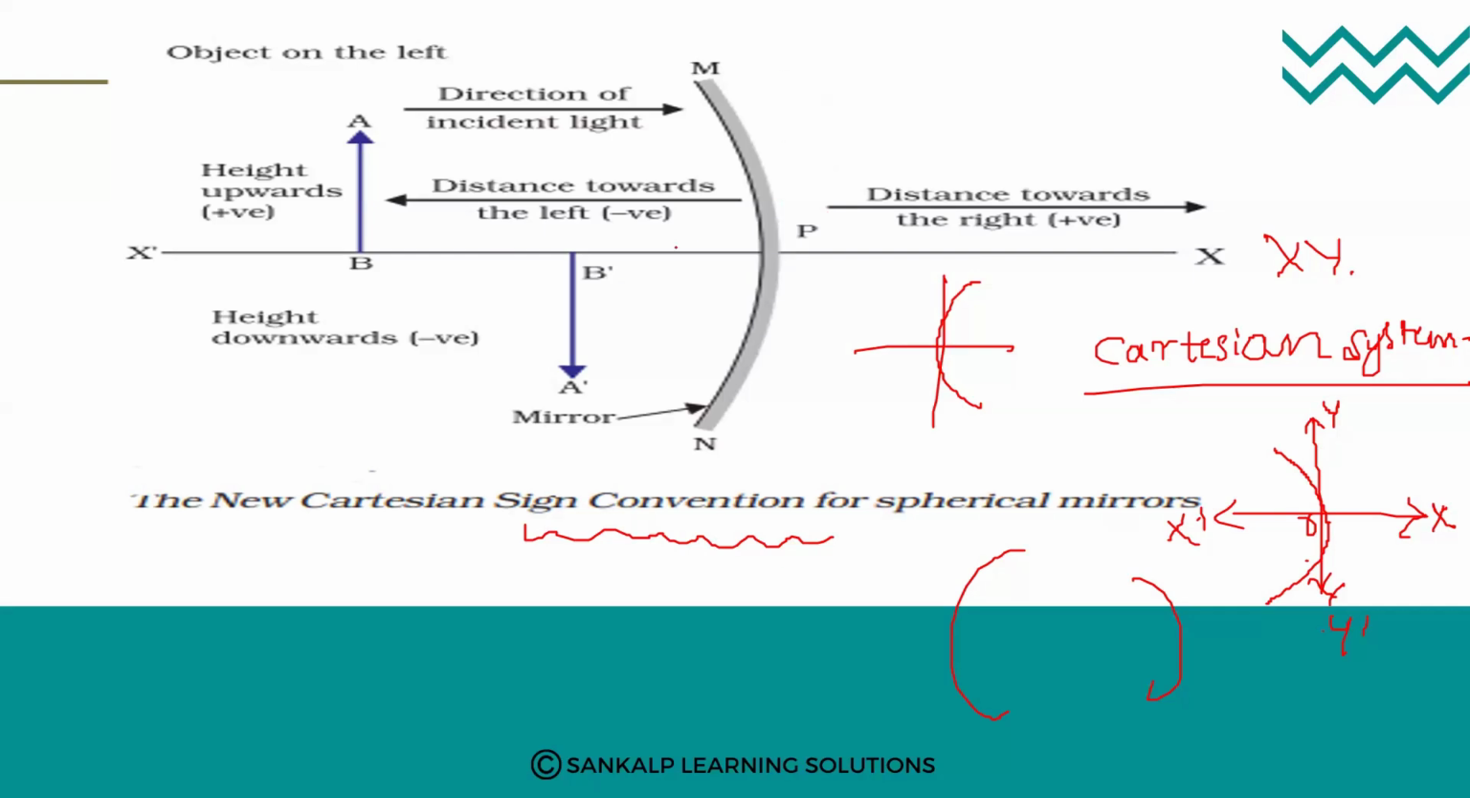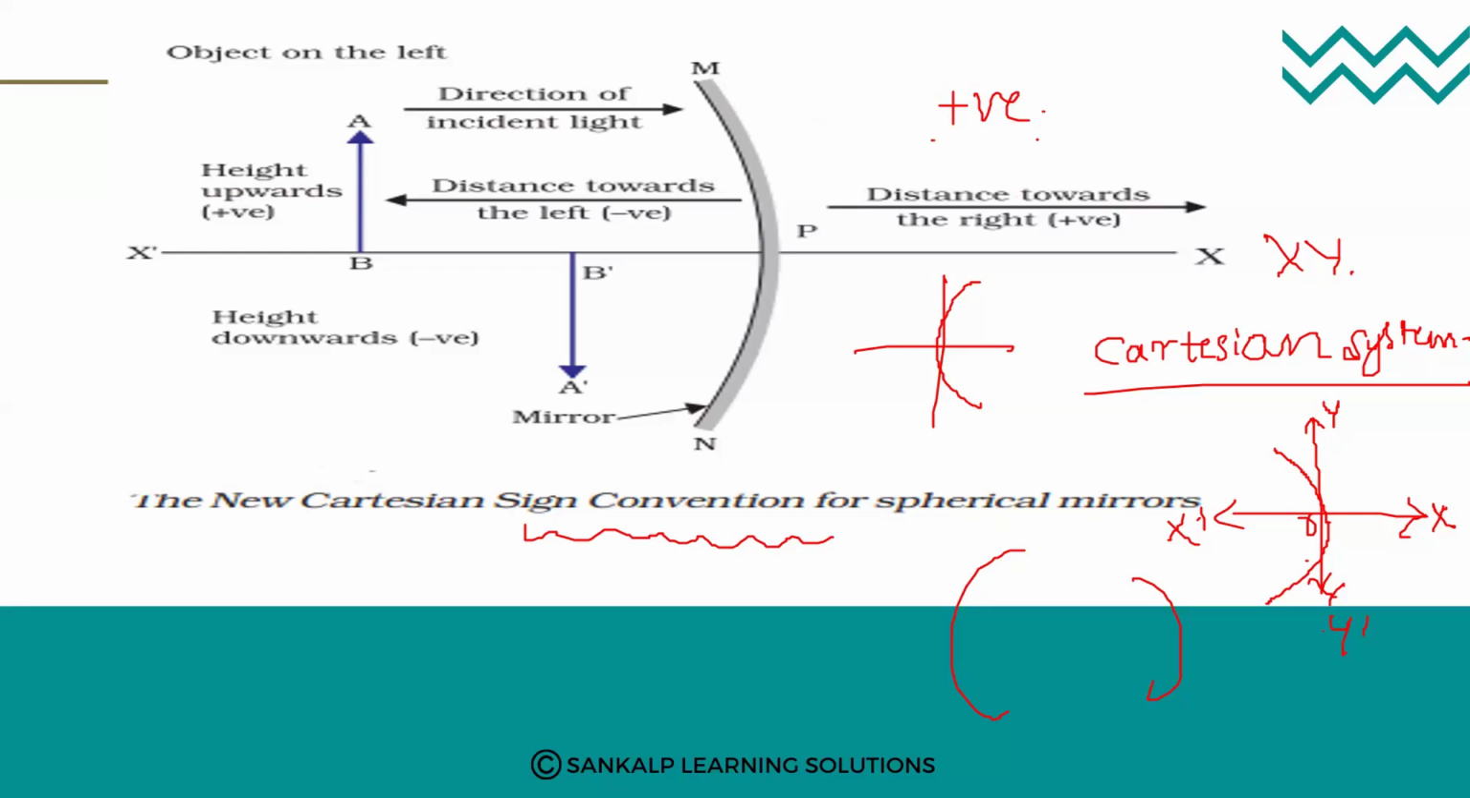See, this is x-axis and this is y-axis. Now we are considering concave mirror, right? Now, distance towards the right, that we consider as positive. See, if our object is here, in case of concave mirrors, always the object should be on the left side only. But in case of convex lens or concave lens, the object also comes on the right side, right?